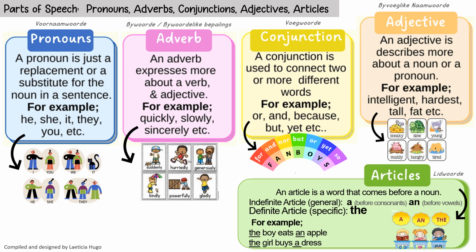But when we say the girl buys a dress, then it can be any dress, and we don't really know what dress we are talking about. So that is just the difference between an indefinite article and a definite article. And just remember, a comes before consonants like tree, car, pool, and an comes before vowels. An apple or an owl, etc. When the word starts with a vowel, we know we're going to use an.